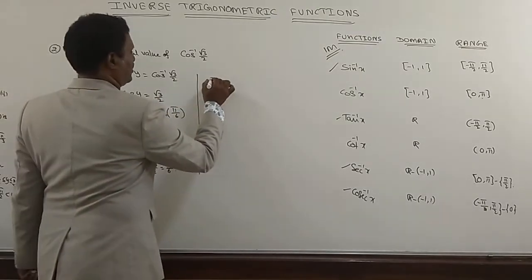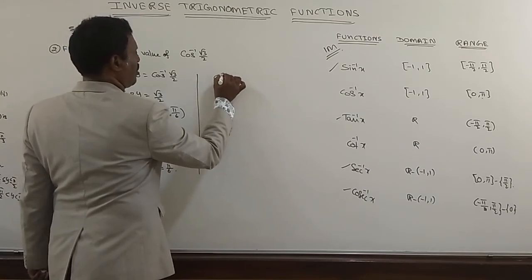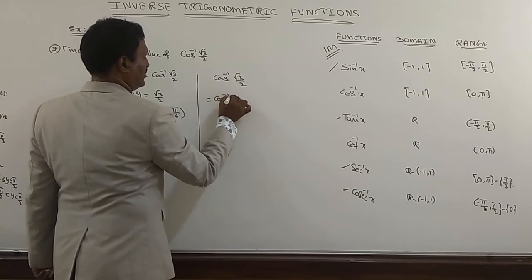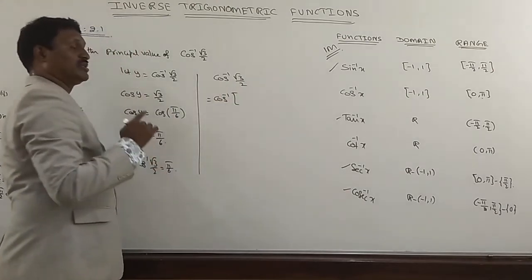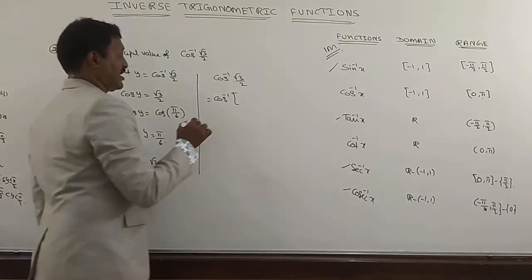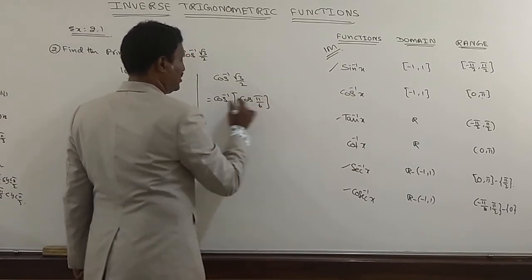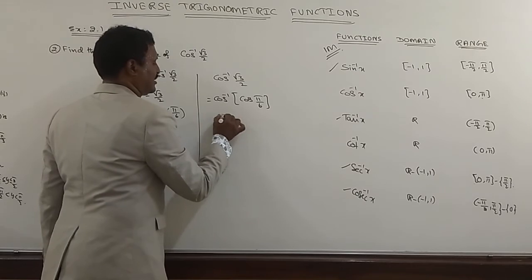By another method, we can write directly like this: cos inverse root 3 by 2. Using the trigonometric table, what can we write? Cos pi by 6 directly we can write. Now cos inverse cos gets cancelled, giving pi by 6.